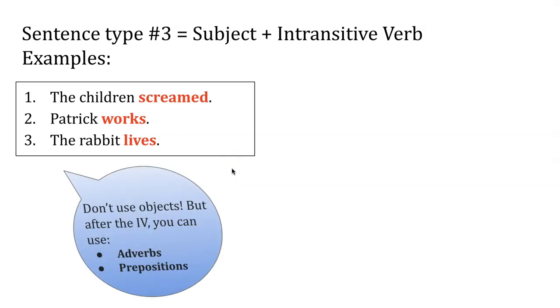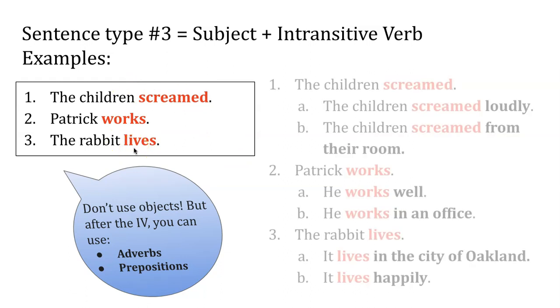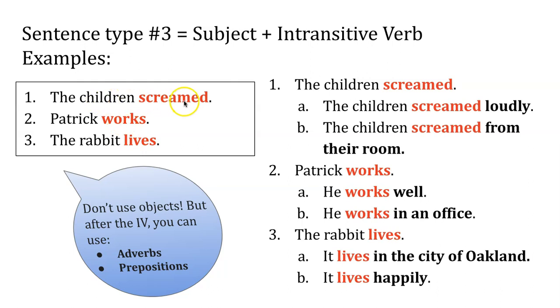Remember, we don't use objects after intransitive verbs, but after the intransitive verb, you can use adverbs or prepositions. So let's look at these examples using adverbs and prepositions. The children screamed. This is just subject, intransitive verb, but if you want, you can add loudly at the end. That is an adverb. The children screamed loudly. Or you can add a preposition. The children screamed from their room. From their room is a prepositional phrase.